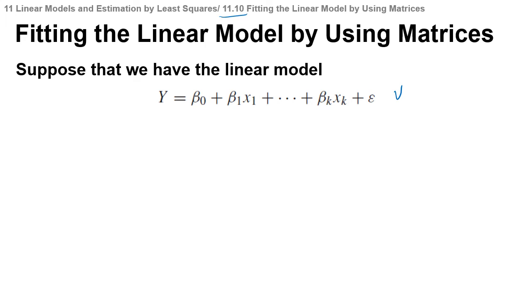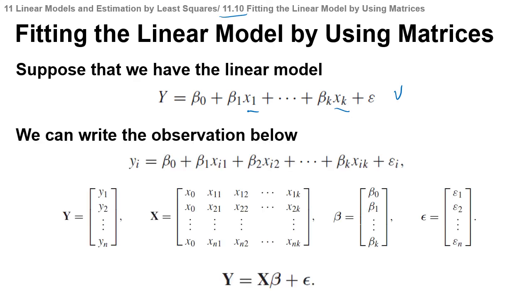And so you can check 11.10 for the explanations about this chapter. Okay, so suppose we have the linear model with k non-random independent variables. Then we can write the observation below. So we can write this way. You have y1 to yn number of dependent variables, and you can write your independent variables like this way.